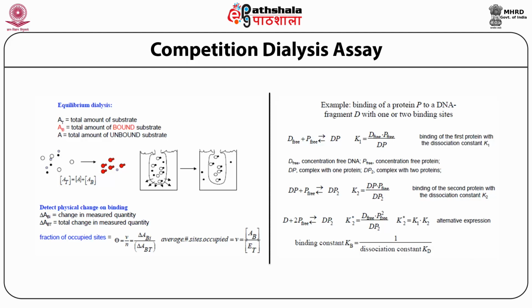It is used to detect physical changes in the binding, delta H, that is the change in the measured quantity, and delta St is the total change in the measured quantity. So the fraction of sites is given by a proper equation, and the whole equation is derived from protein P binding to a DNA fragment. By using this equation we can estimate the binding constant or dissociation constant of any DNA ligand interaction.